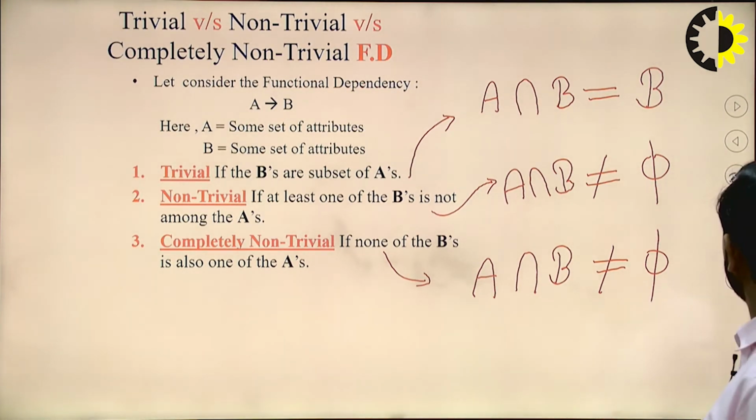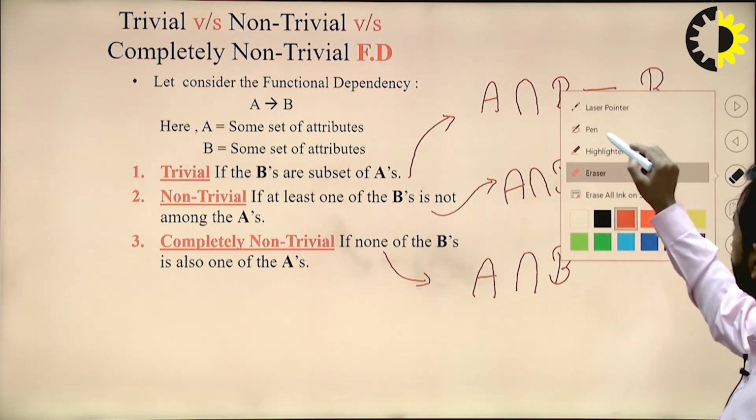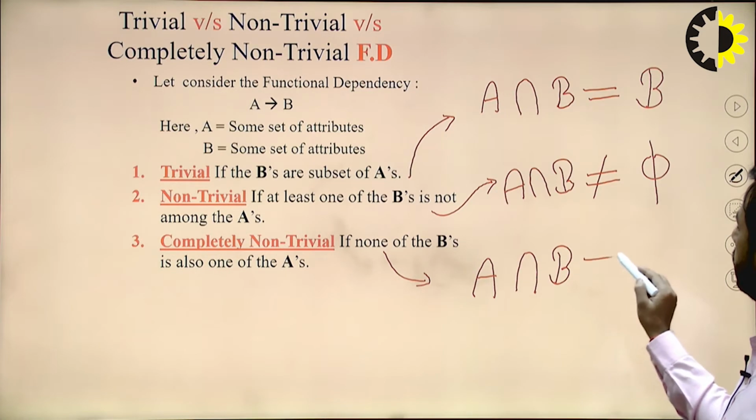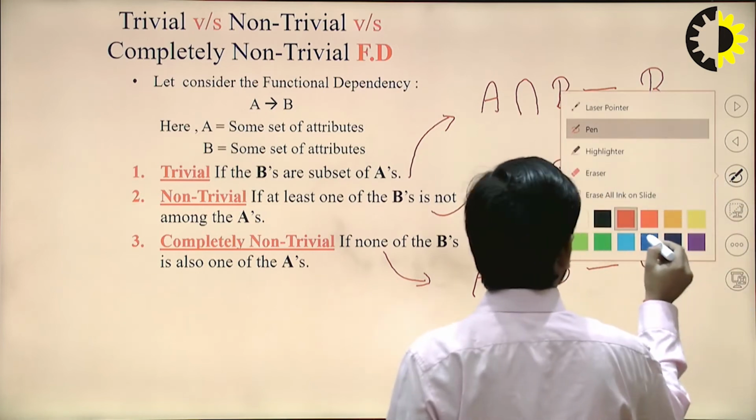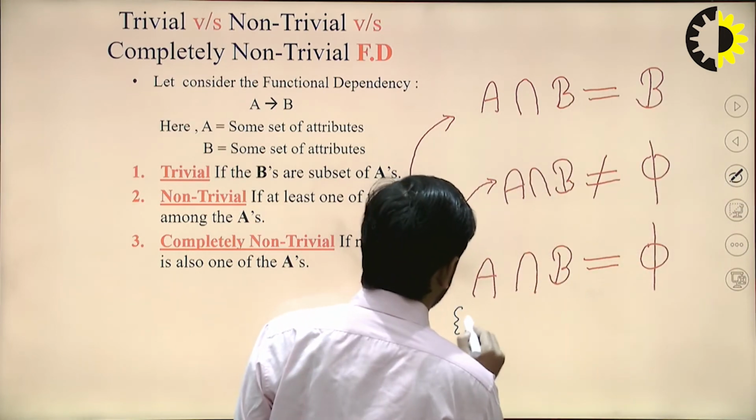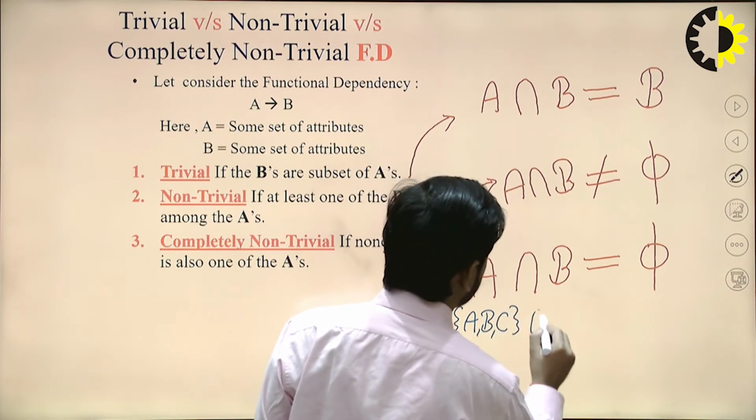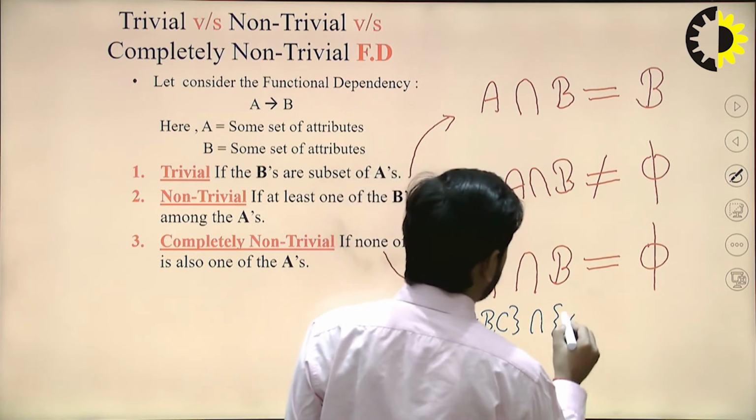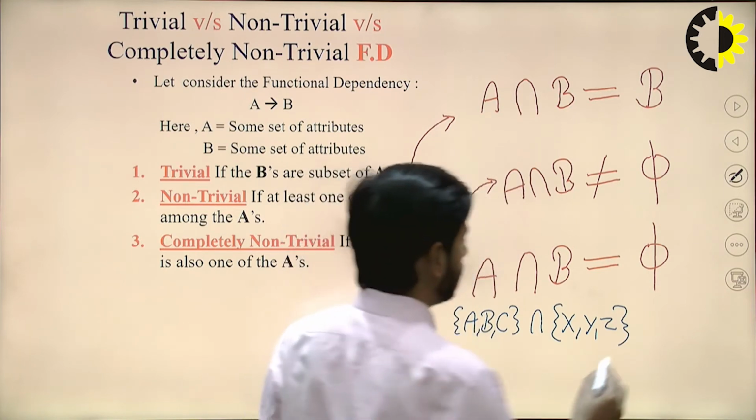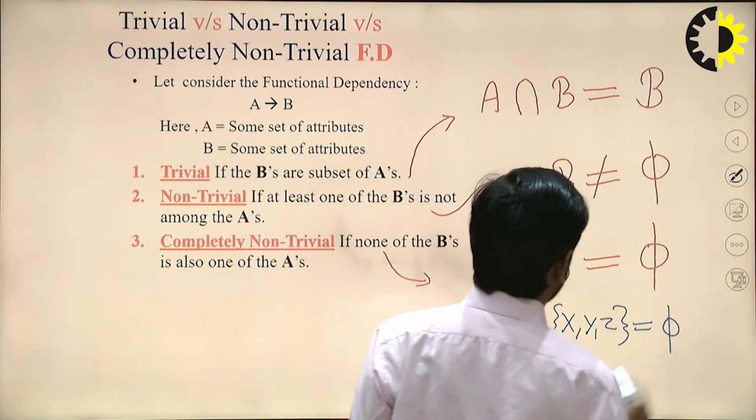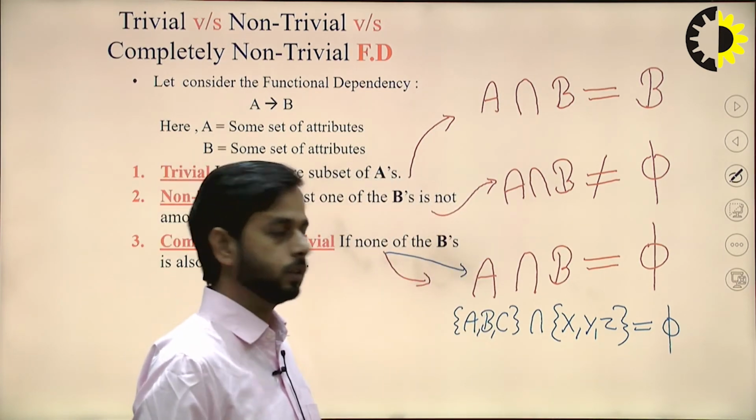And okay, sorry, in the completely non-trivial case, if we take the intersection of these, then it is equal to null. Means there is some set of attributes in A, suppose A, B, C, and there is some set of attributes in B, suppose X, Y and Z. If we take the intersection of these two sets of attributes, then it will be null. So this is the meaning of the completely non-trivial functional dependency.